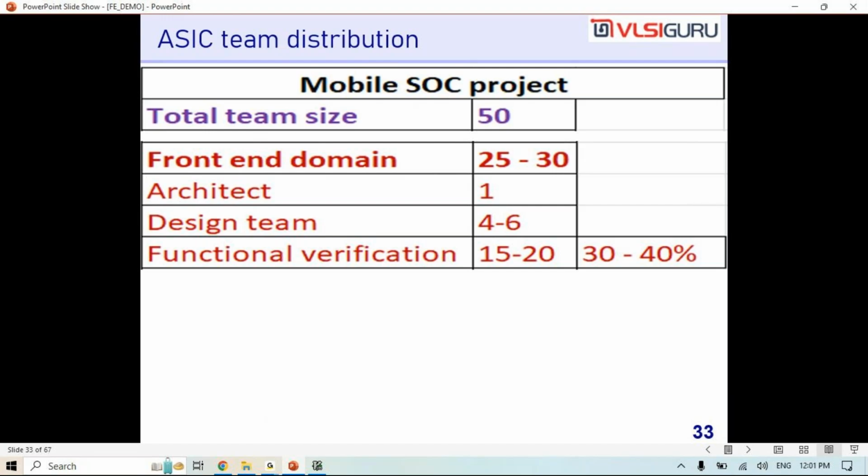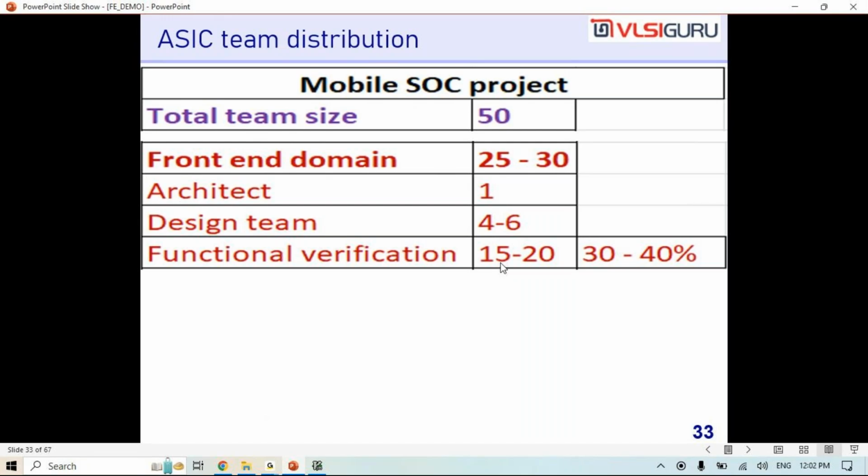In the front end domain, how many architects will be required? One good architect. Let's say you want to construct a house. Do you go to 5 architects or one good architect? One. The design team will require around 4 to 6 people. But verification requires how many? 15, 20. So which team requires more people?